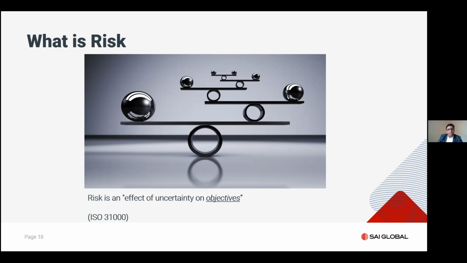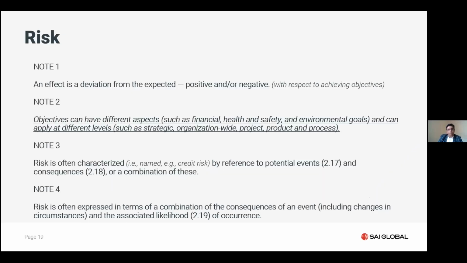So what is the definition of risk? It is the effect of uncertainty on objectives. The word objective is key here too. I would like you to read these notes and pay special attention to note 2. Note 2 explains that the objective can have different aspects such as financial, health and safety, and environmental goals, and can apply at different levels such as strategic, organization-wide, project, product, and process.